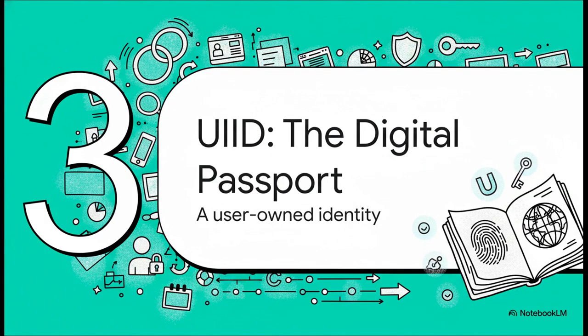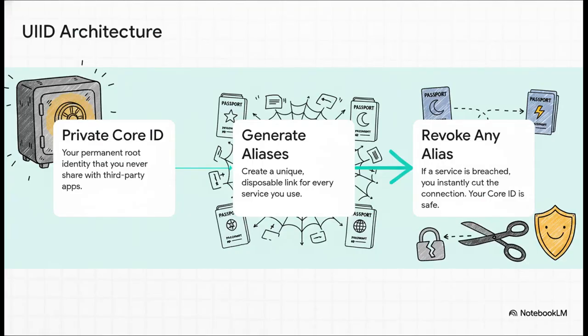So this is where that one little letter change becomes a full-blown revolution. Enter UIID, the Universal Integrated Identity. It completely flips the script. The whole idea here isn't to create a label for data, but to create an identity engine that you own. So think less like a shipping label and way more like a digital passport. So here's how it works, and it's pretty brilliant. You have one core ID. This is your true identity, and you keep it locked away. You never share it with anyone.